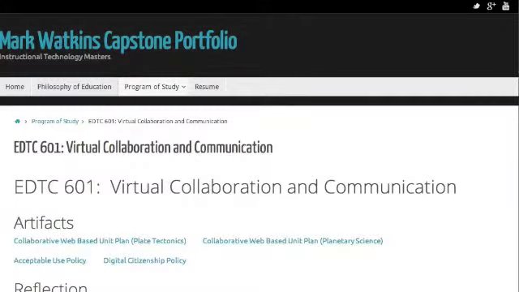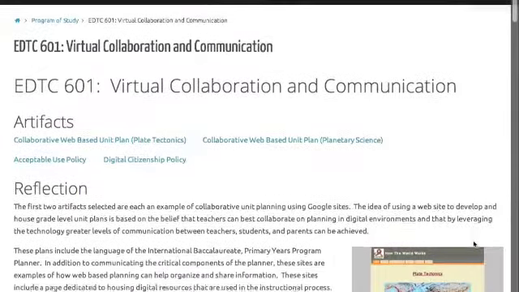As usual, you can access these artifacts through the content page underneath Program of Study, EDTC 601 in this case. Links are at the top of the page, as well as some thumbnails that you can access the sites from as well.